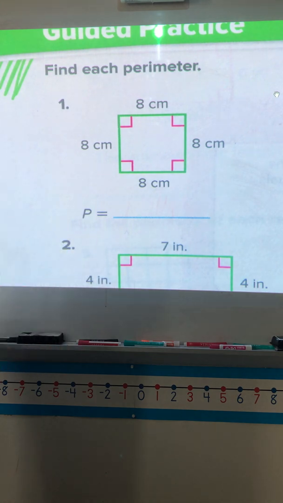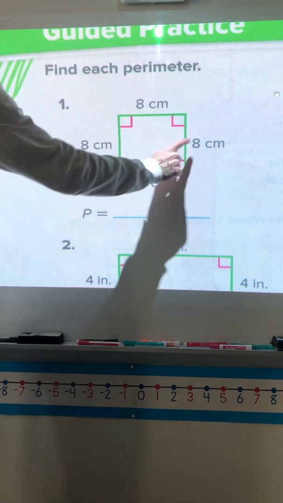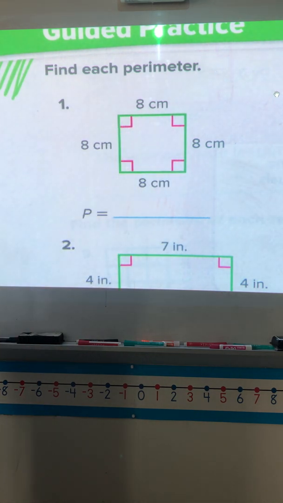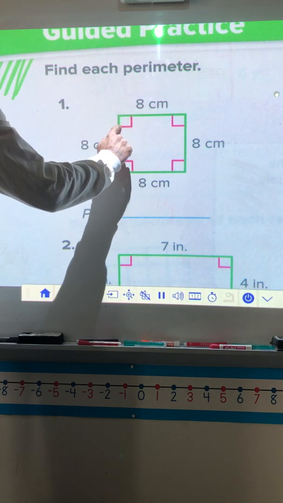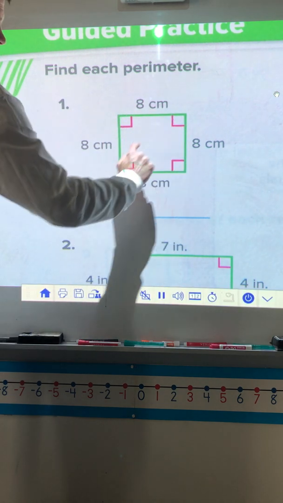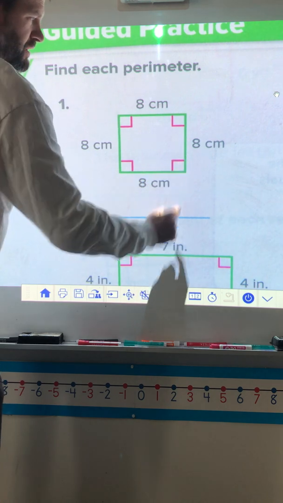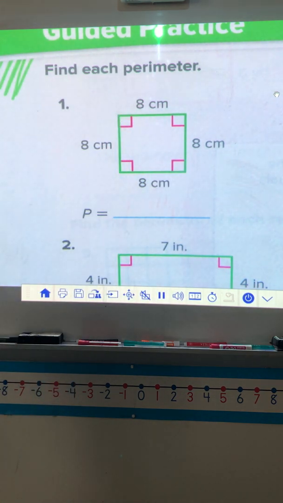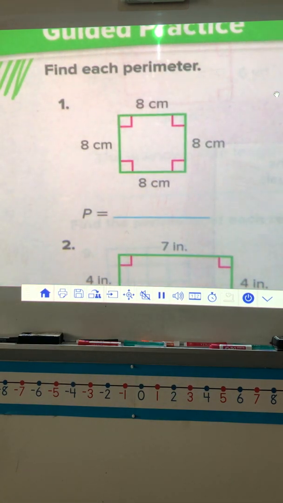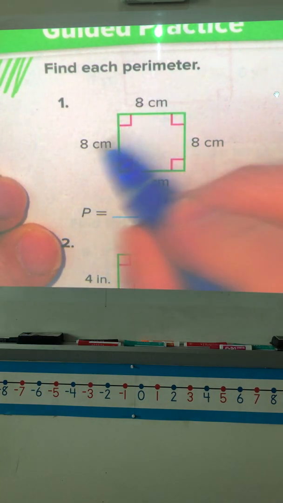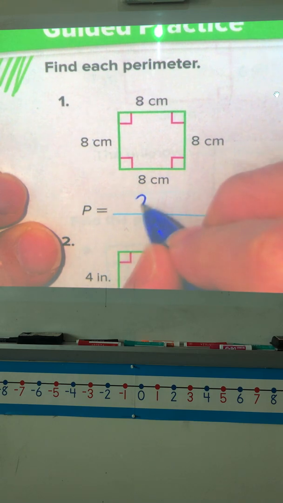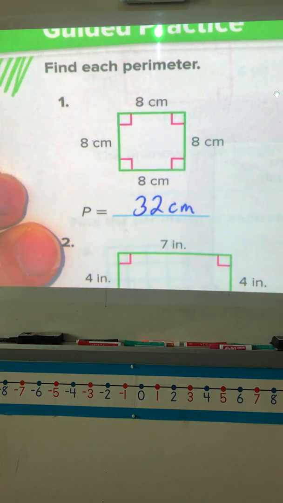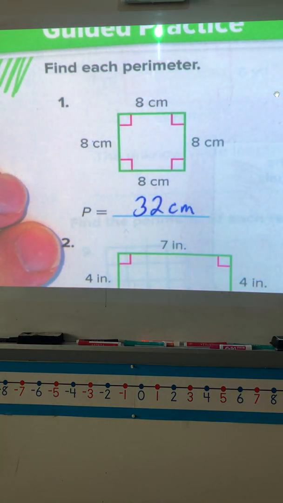We have a square. How do we know that's a square? First of all, those are all equal. Now, what do you think that means right there? I see 4 little, what are those? Those are right angles. That lets us know that's a right angle, okay? 8, the length is 8 centimeters on each side. We have 4 of them. 8 times 4 is going to be 32 centimeters. So your perimeter is going to be 32 centimeters.